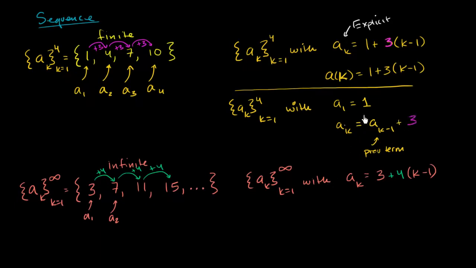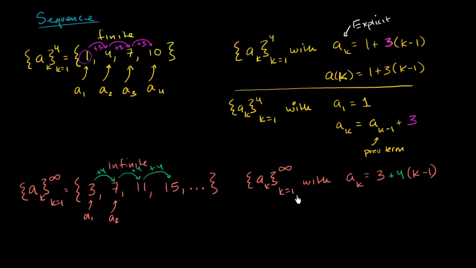Now, how does this make sense? Well, we're defining what a sub 1 is. And if someone says, well, what happens when k equals 2? Well, it's going to be a sub 2 minus 1, so it's going to be a sub 1 plus 3. Well, we know a sub 1 is 1. So it's going to be 1 plus 3, which is 4. Well, what about a sub 3? Well, it's going to be a sub 2 plus 3. A sub 2 we just calculated as 4. You add 3, it's going to be 7. This is essentially what we mentally did when I first wrote out the sequence. When I said, hey, I'm just going to start with 1, and I'm just going to add 3 for every successive term.